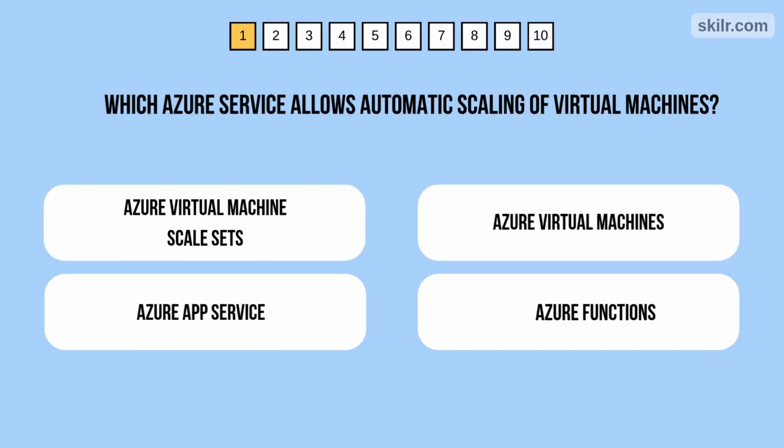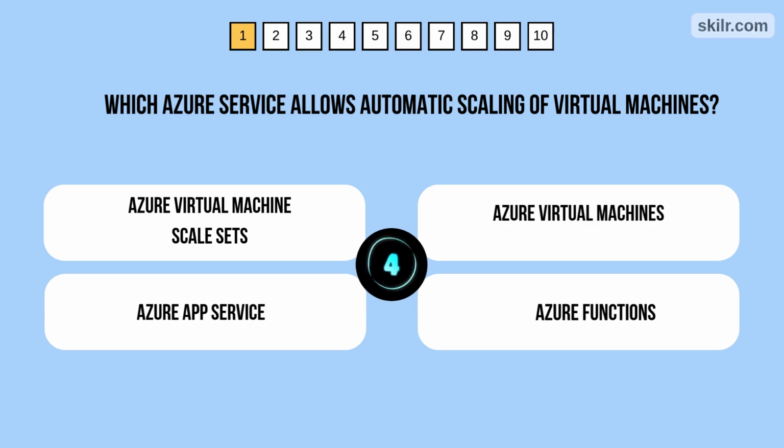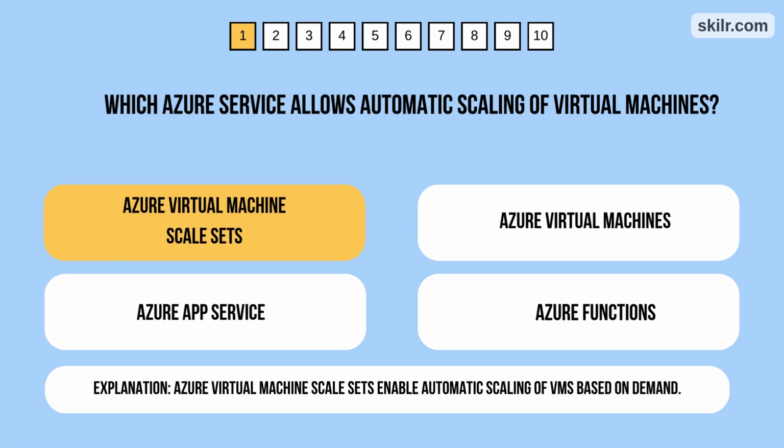Question 1. Which Azure service allows automatic scaling of virtual machines? The answer is Azure Virtual Machine Scale Sets, as Azure Virtual Machine Scale Sets enable automatic scaling of VMs based on demand.